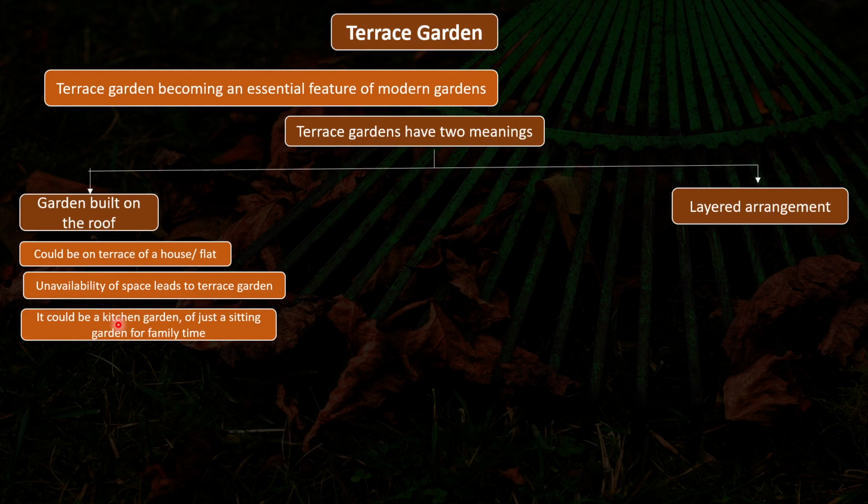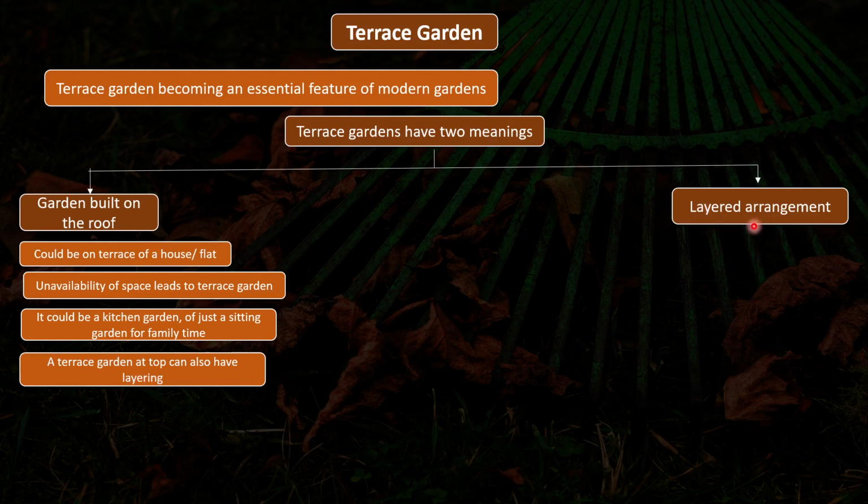So you can make your kitchen garden on the roof of your house, or it could be just a sitting garden for family time. So you may make a family time garden at the top of your house. A terrace garden at the top can also have layering. Now this is related to the layered arrangement, but when we understand it, it will be clear to you.